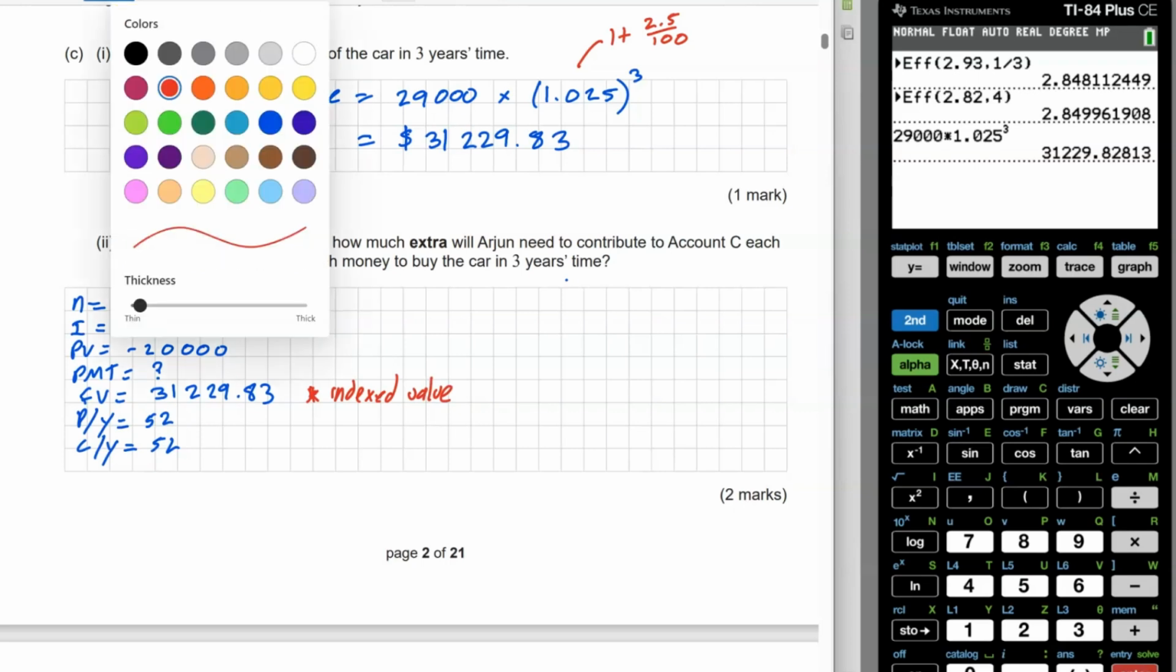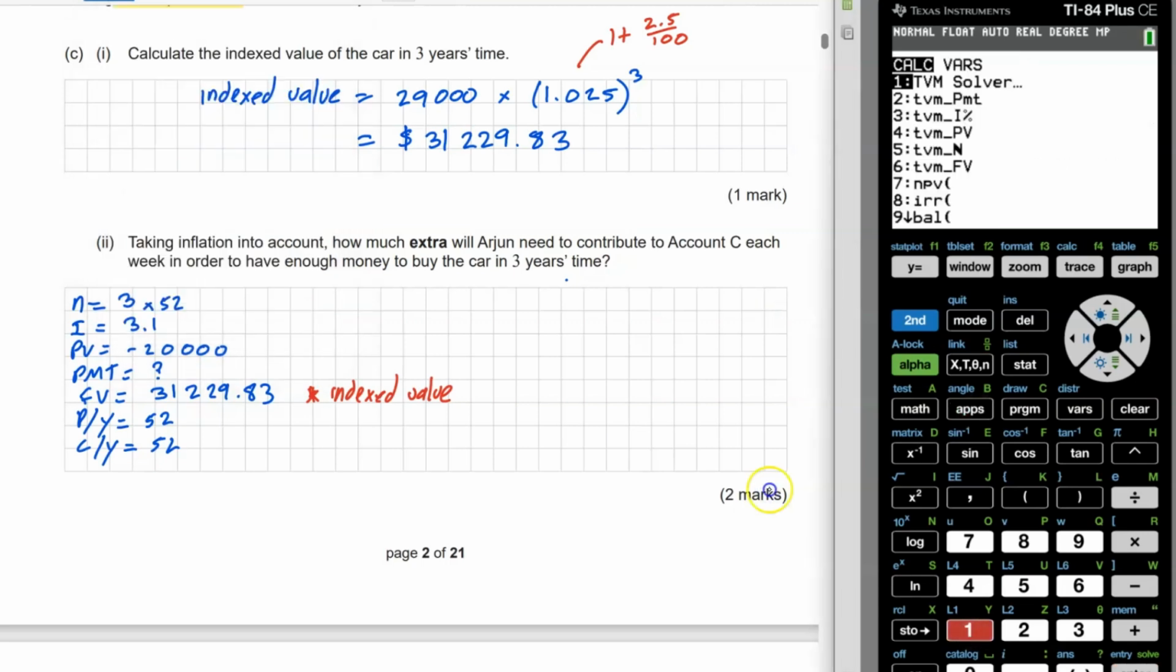Okay, I'm ready to go back and solve. So apps, finance, TVM solver, all of this is going to be the same apart from the future value. So we're going to put in the 31,229.83, and we're solving for this guy. I'd just like to zero it off first.